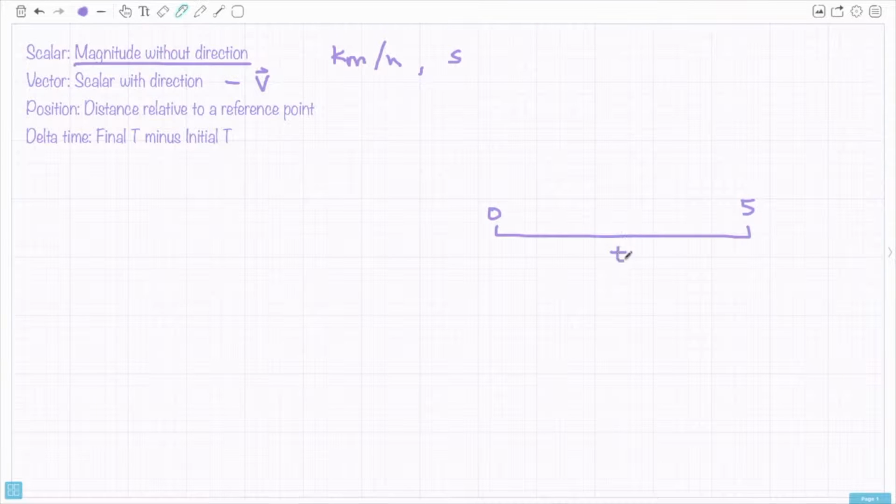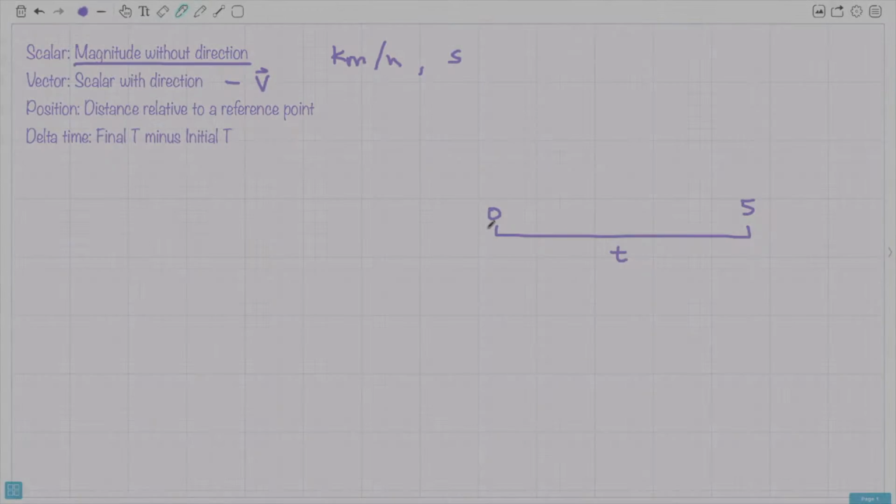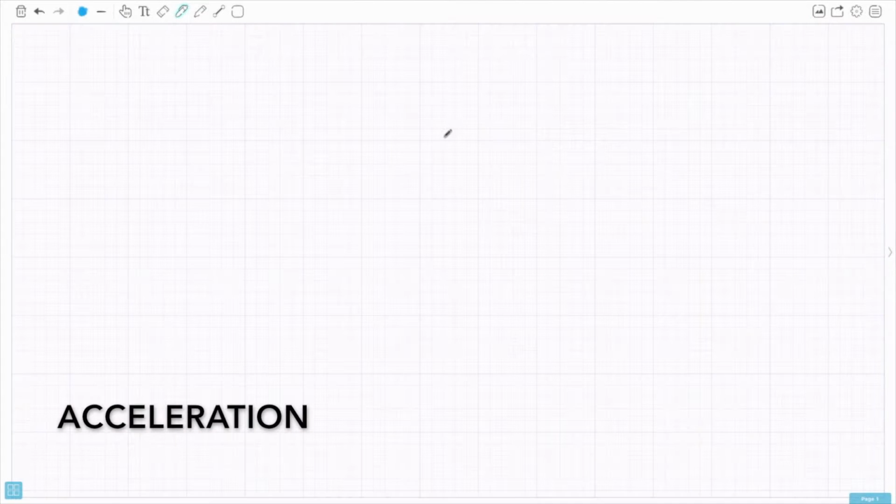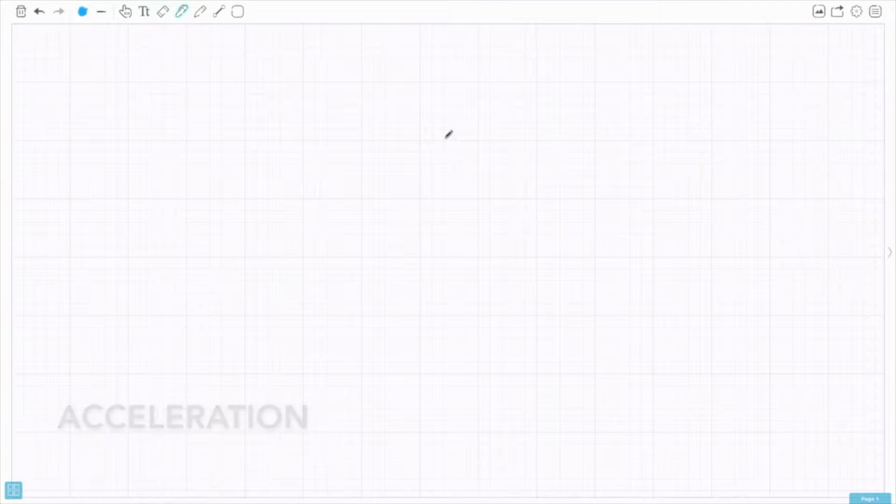Time is also used in our formula. It's final time minus initial time. Let's talk about acceleration. Acceleration is a vector quantity which defines the increase in velocity over a period of time. In order to better understand this concept, we will take a look at the formula for acceleration and use the Toyota Corolla as an example.